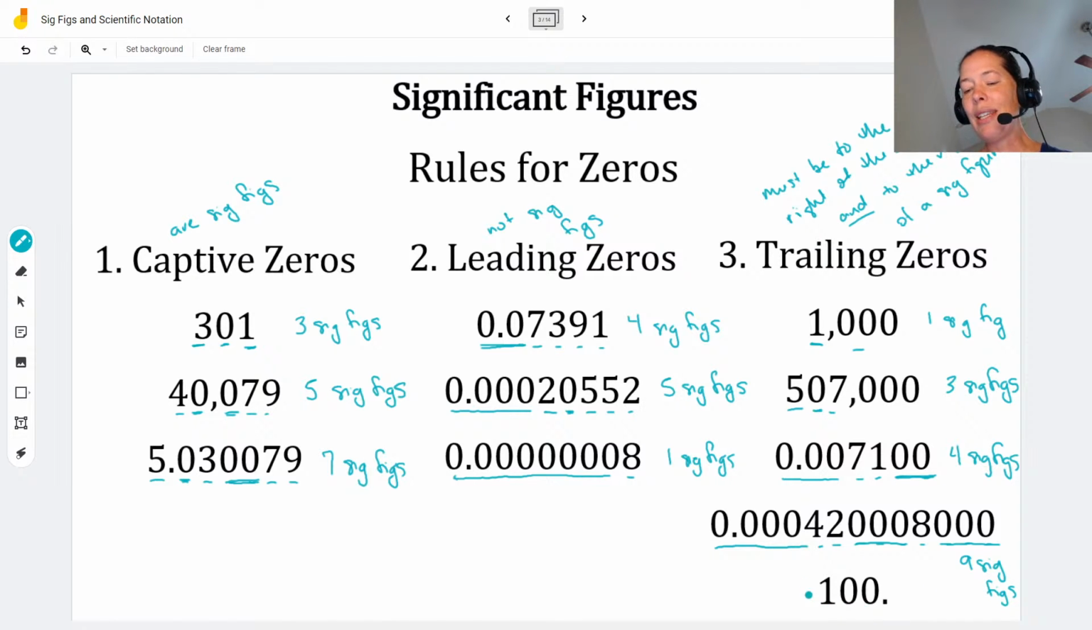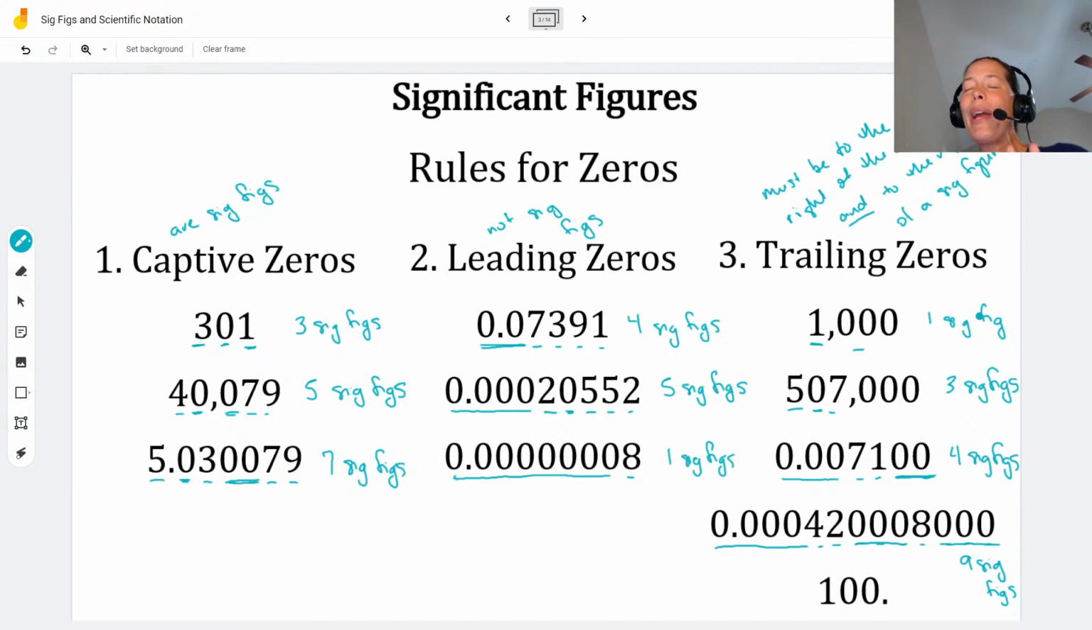Okay, so this is my last one here, and I wanted to show this because this is a little bit of a trick you can use. So you remember when we did 1,000 up here? When we talked about 1,000, that only has one sig fig. Well, what if you wanted to make those zeros significant? Well, you could do scientific notation, but we haven't talked about that.